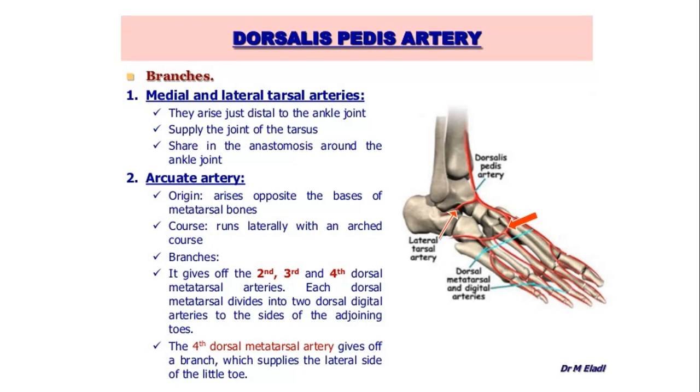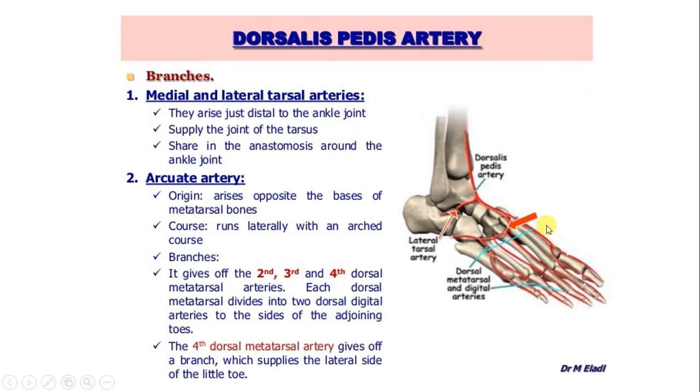So branches: there will be medial and lateral tarsal branches, distal to the ankle joint, joint of the tarsus, forming an anastomosis around the ankle joint. There is an arcuate artery. Arcuate means arc-like. Here is arc-like.